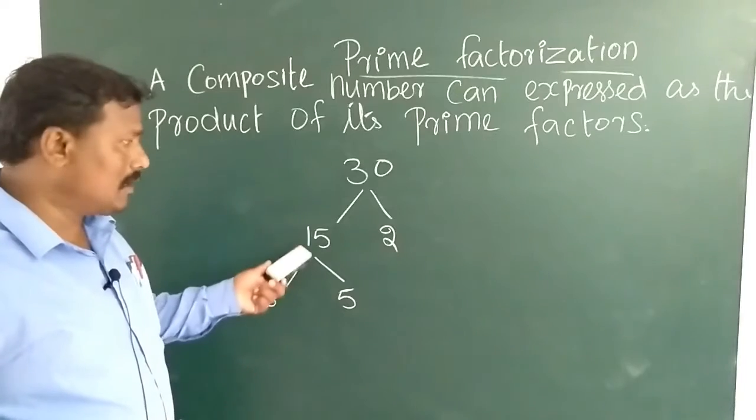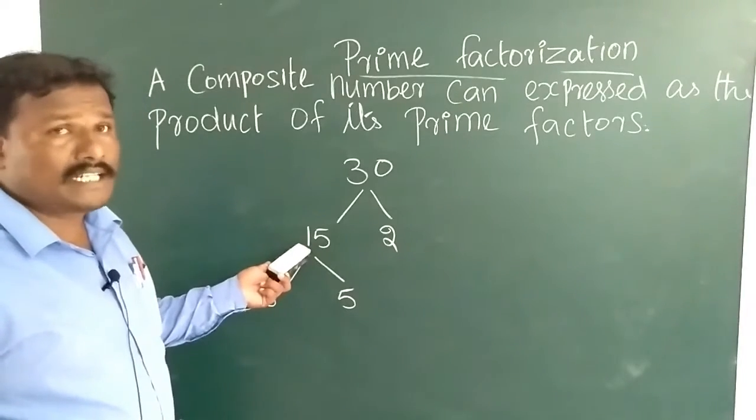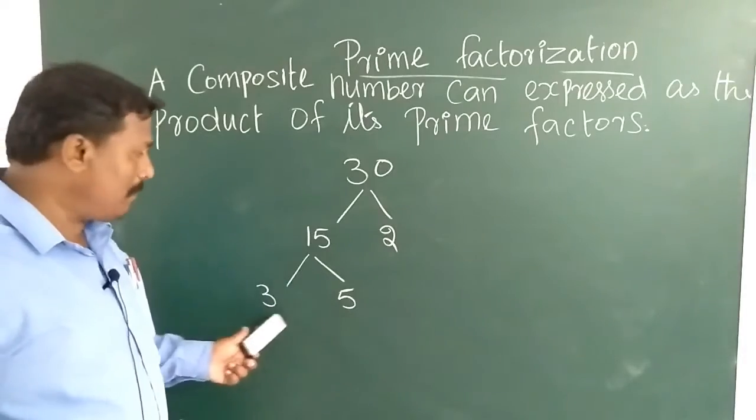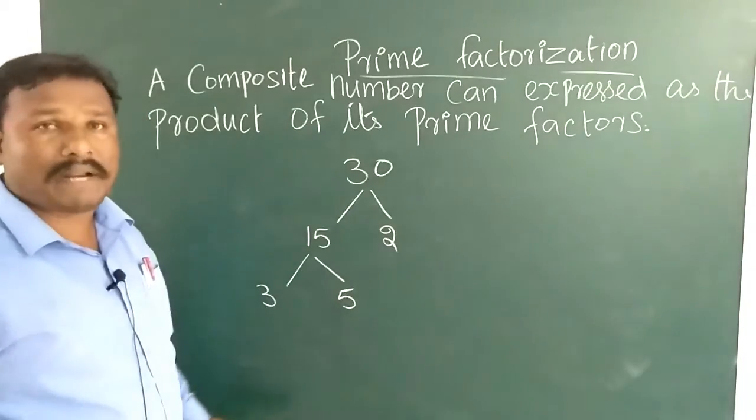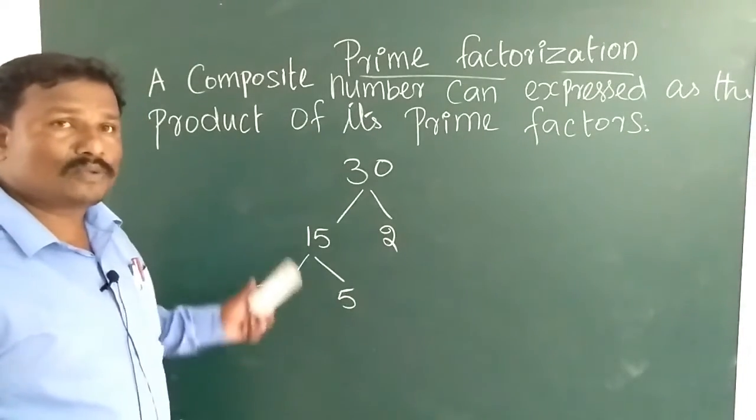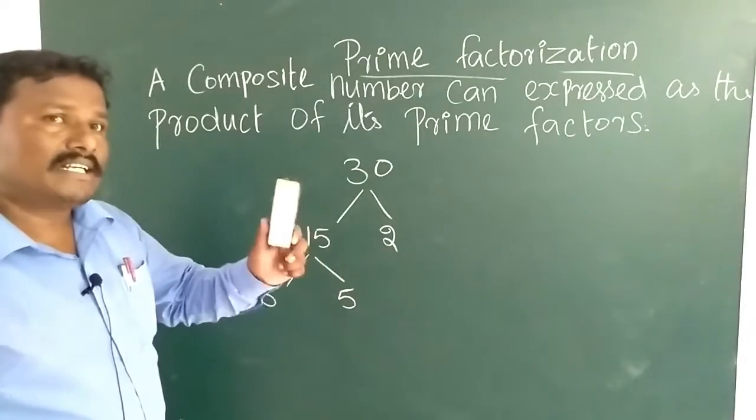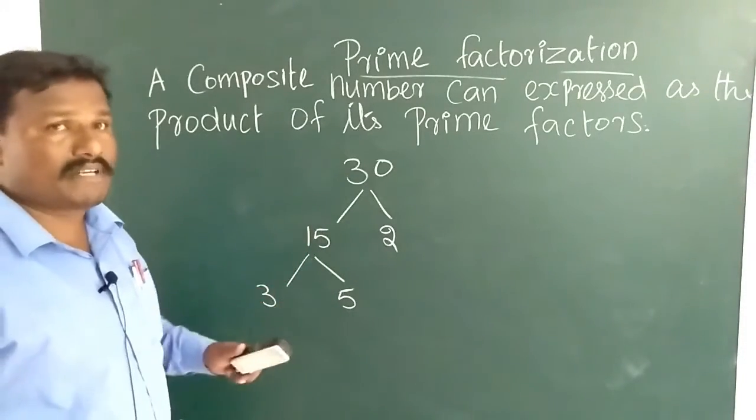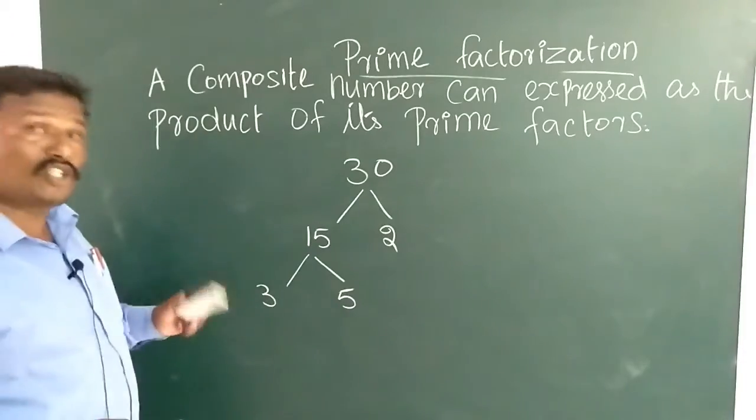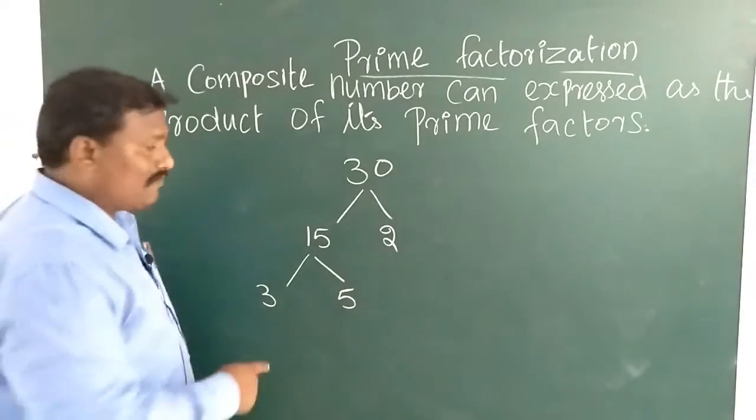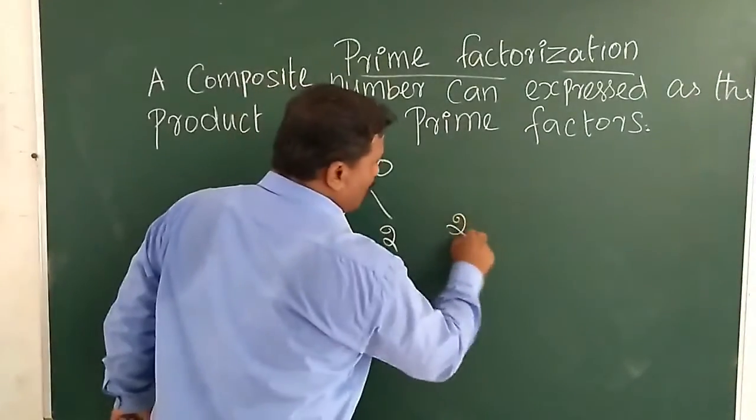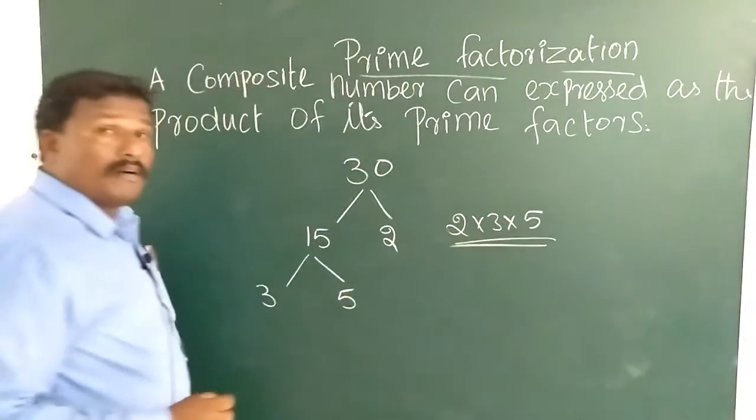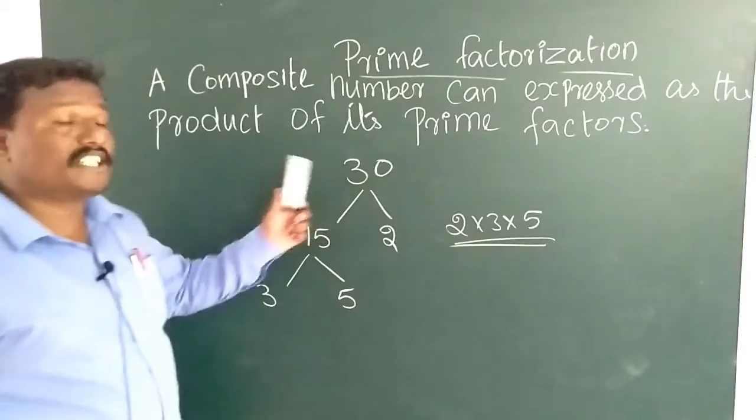Why? Before, I told you 15 is not a prime number, so that's why I divided again. But 3, 5, 2 are prime numbers, because I already told you 2, 3, 5, 7, 11, 17, all of these are prime numbers, because such a number has only 2 factors. So if you collect and write the factors, 2 into 3 into 5, this is the factorization of 30.